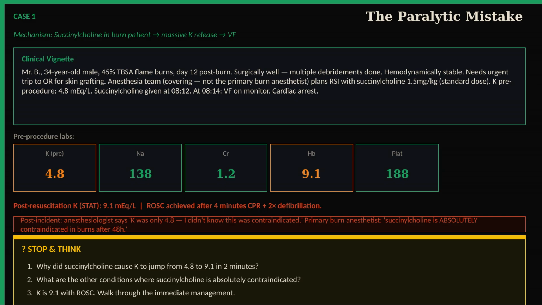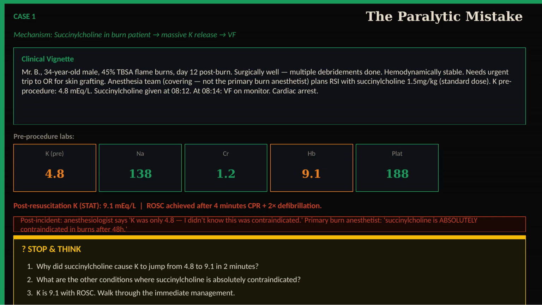Succinylcholine goes in at 8:12. 2 minutes later, at 8:14, ventricular fibrillation on the monitor. Cardiac arrest. The stat potassium, drawn post-arrest, comes back at 9.1. ROSC is achieved after 4 minutes of CPR and 2 shocks. Afterward, the covering anesthesiologist says the potassium was only 4.8. They didn't know this was contraindicated.